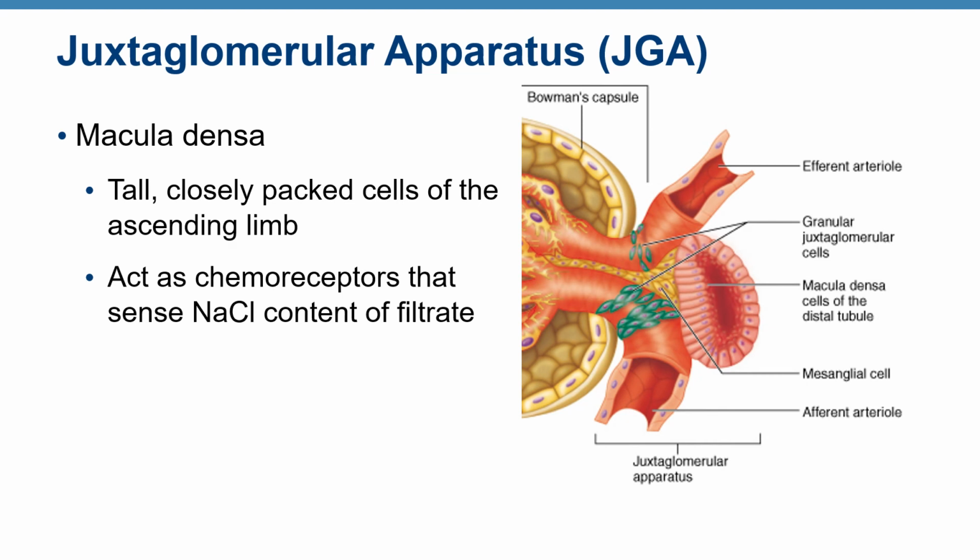Then we have these cells over here, and they are called macula densa. Macula densa are tall, closely packed cells of the ascending limb of the loop of Henle, and they are chemoreceptors. They are chemoreceptors that sense the concentration of sodium chloride. Right. So again, that's our juxtaglomerular apparatus, and we have granular cells and macula densa cells.